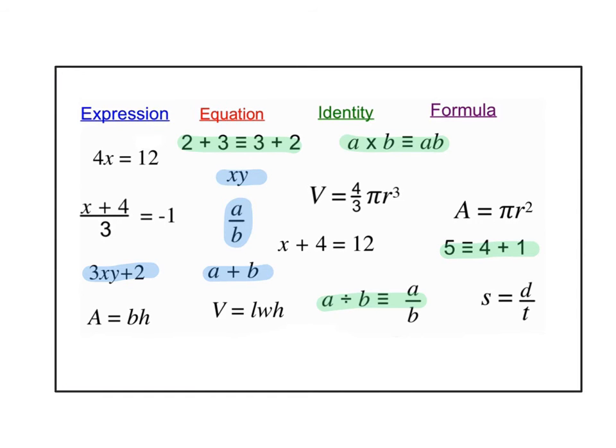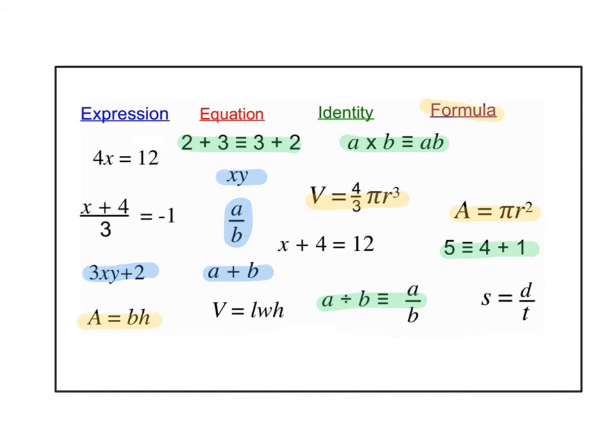Okay, let's have a look now for formulas. So formulas are often related to real life. So they're finding out something in real life using variables. So formulas I'm going to highlight in yellow. So we've got the volume here. So V stands for volume is 4/3 pi r cubed. Area is pi r squared.